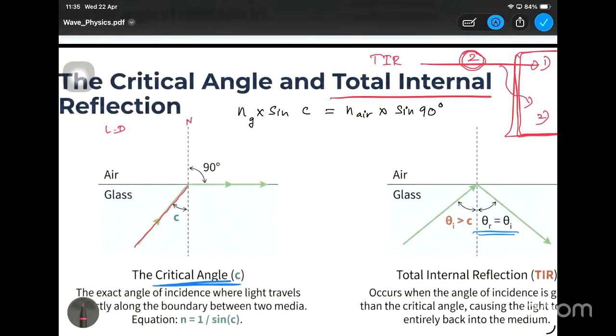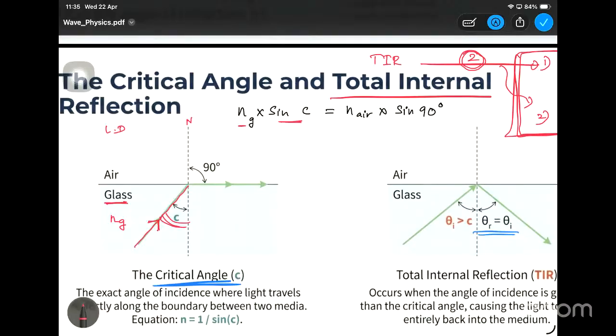In case you forget the equation, that's why I am telling you this. Otherwise, no need of remembering this equation, right? In case you forget it, you are going to take it like this. Follow the arrow's direction. So starting from the glass medium, refractive index Ng into its sine value, sine C.